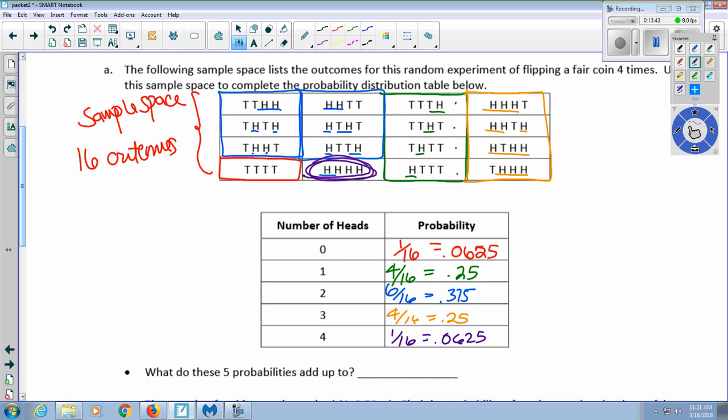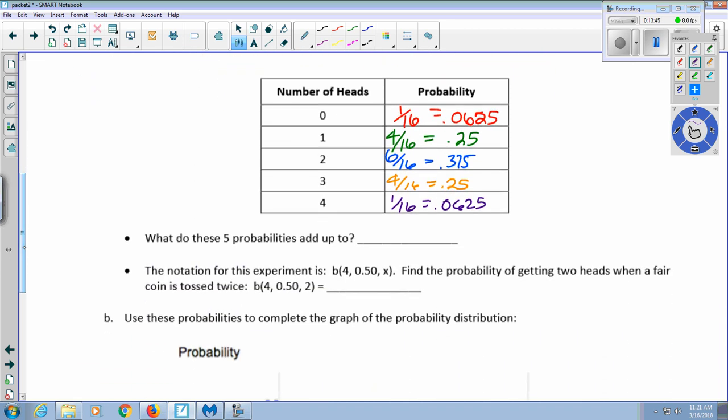And what do these probabilities add up to in our table? They should add up to 16/16. They do add up to that, or 100%. We have the entire distribution listed here.